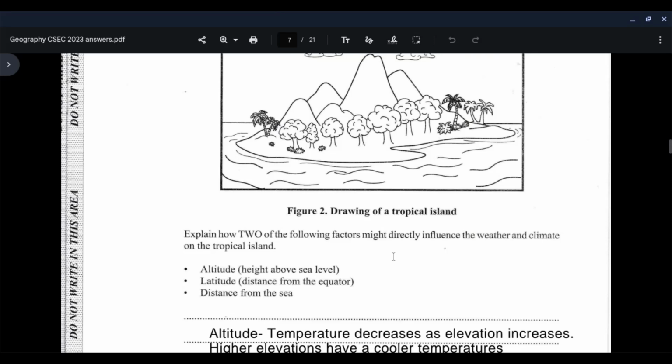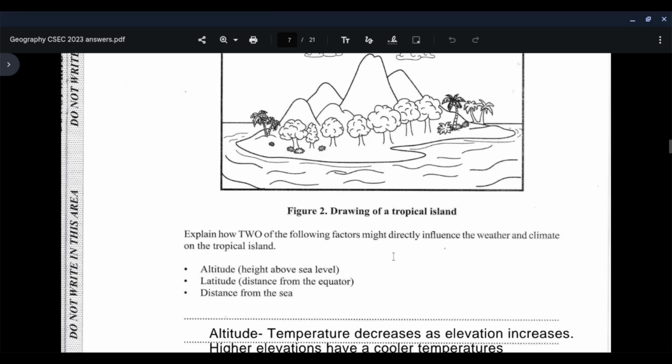Now, altitude is the same as the height above sea level. Now, temperatures normally decrease as elevation or height increases, making locations at higher elevations colder. The higher the altitude, the colder the climate becomes. This is because the air at high altitude is less dense and contains less moisture, which makes it more difficult to retain heat. As a result, high altitude regions tend to have cooler temperatures with lower humidity.